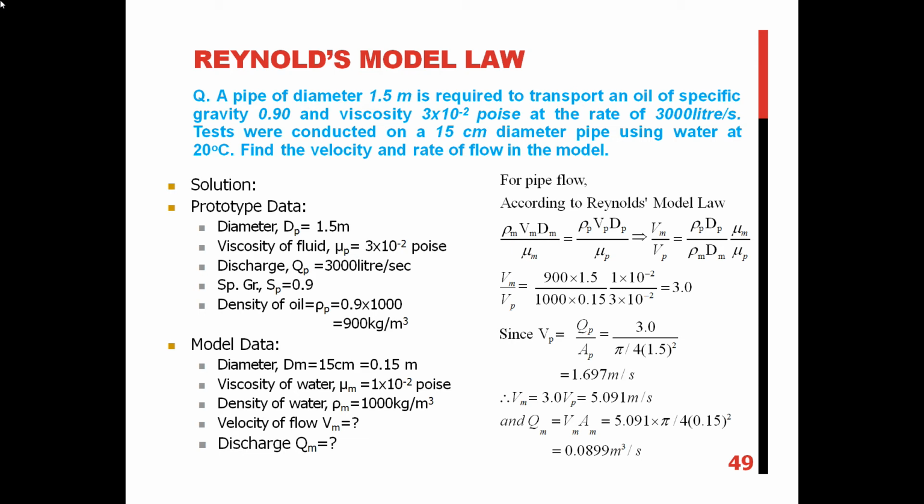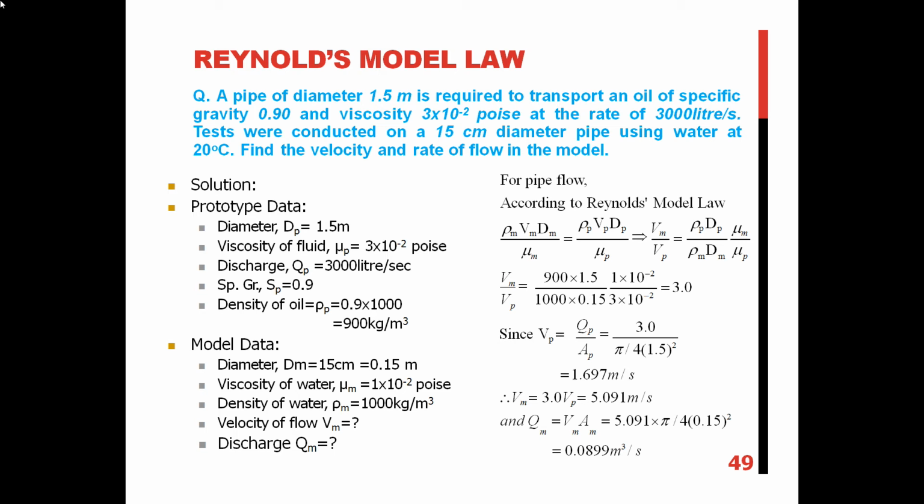So the prototype data and the model data is what we need to get. The prototype data is given. Tests were conducted on a model, and we need to find out what is the velocity and the flow rate in the model. So the prototype data is given here.